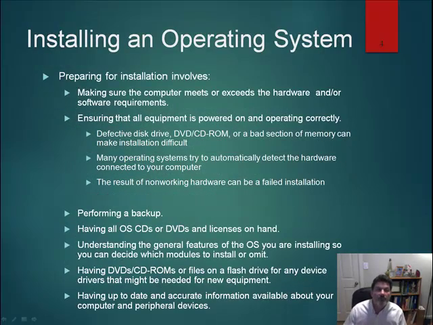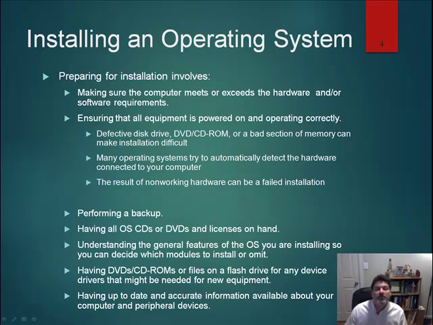So, what do we need to do for preparing for the installation of a typical upgrade? Well, one of the first things we need to do, particularly in a small-scale, single-user environment, is make sure the computer meets or exceeds the hardware and software requirements. This is also going to include ensuring that all of the equipment on the system is powered up, ready to go, and operating correctly. Things like defective disk drives, DVD drives, or a bad section of memory can make installation of a new operating system prohibitively difficult.